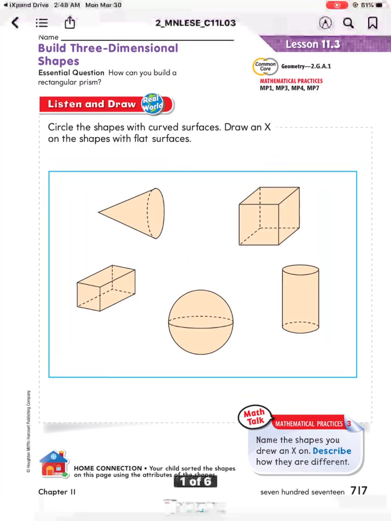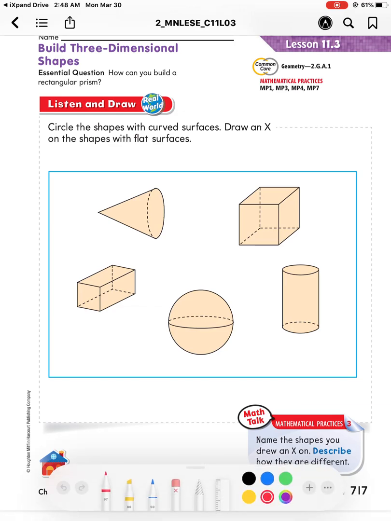Now let's read the question together. It says, circle the shapes with curved surfaces. Draw an X on the shapes with flat surfaces. Now, how can you tell which of the shapes have a curved surface? Excellent! The shapes that look like they can roll, or the shapes that are round, or the shapes that have a face that is a circle, actually they have a curved surface.